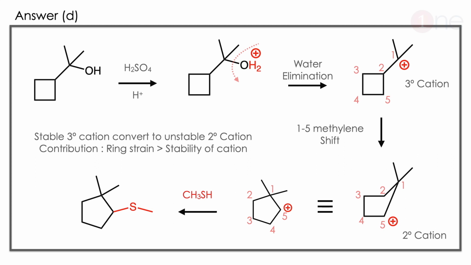So once you attack with thiol, you get the product D. So thiol attacks at the second position. So you form the end product. Here you have to know only one thing. Ring strain is the driving factor, even more than the stability of the cation. Even though it goes from tertiary to secondary, which is the less stable one, the ring strain dictates the whole reaction.